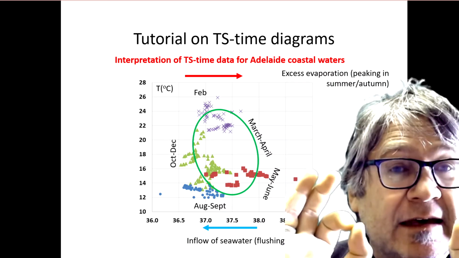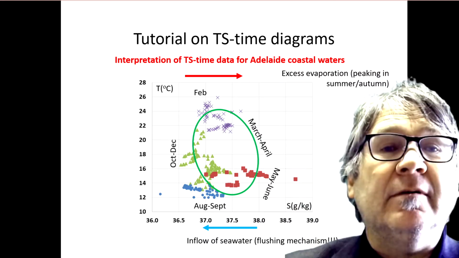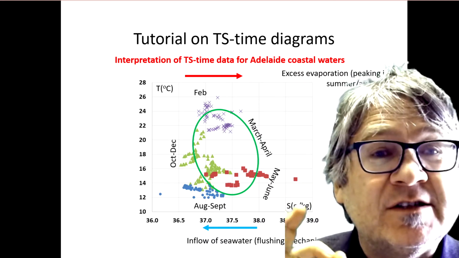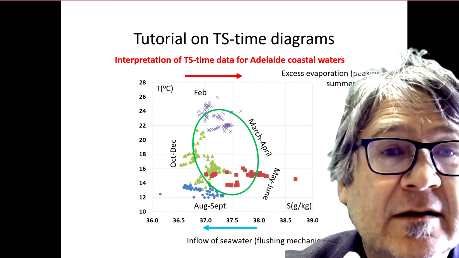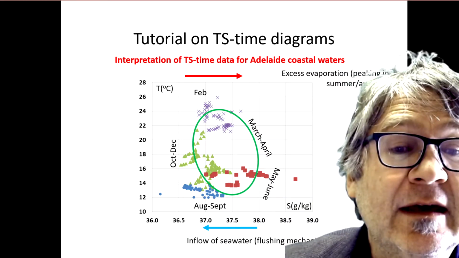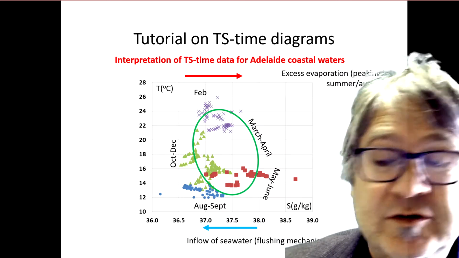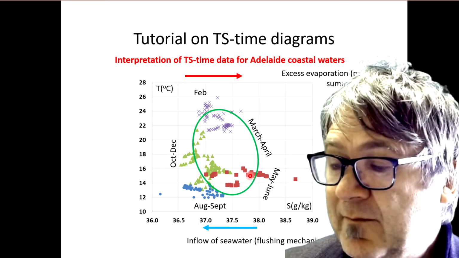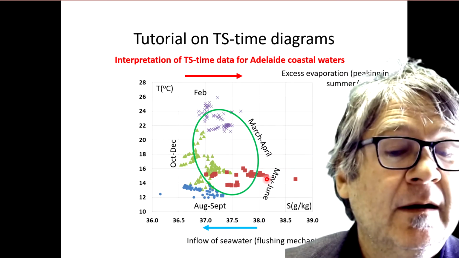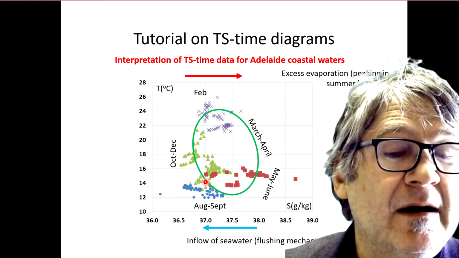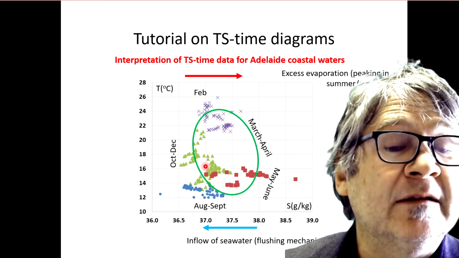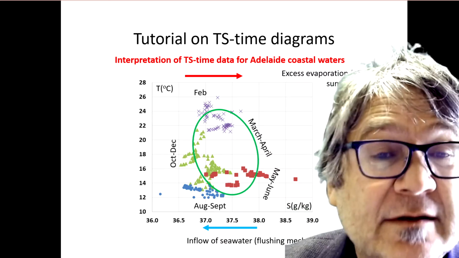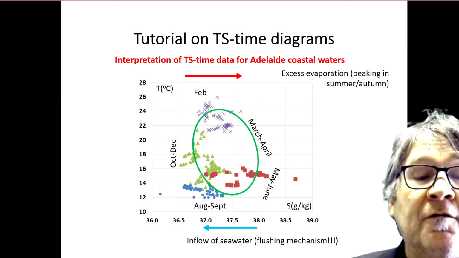However, now comes the key. What keeps the system overall in a balance, what conserves the salinity or the salt mass, is the process that reduces the salinity. May to June. Here we are. To August, September, there's a drop in salinity. And the only mechanism that can do that is the inflow of seawater.